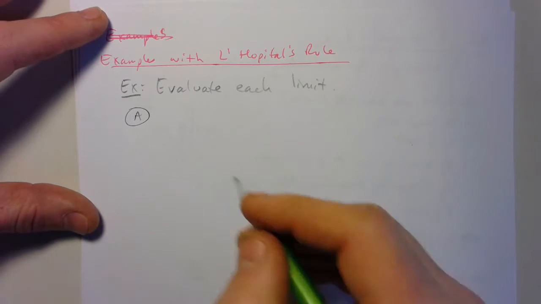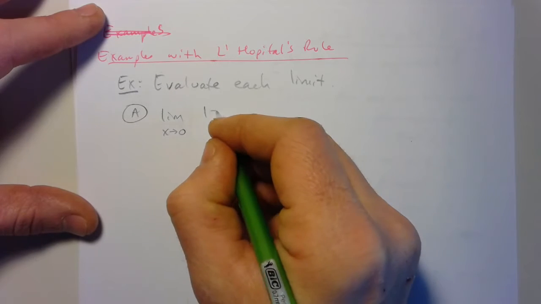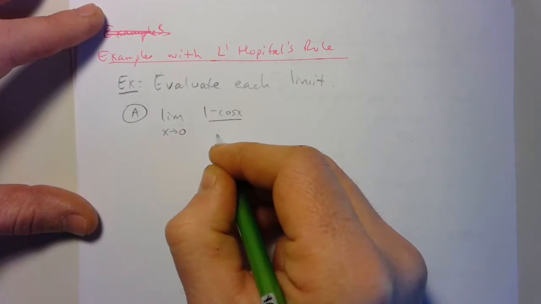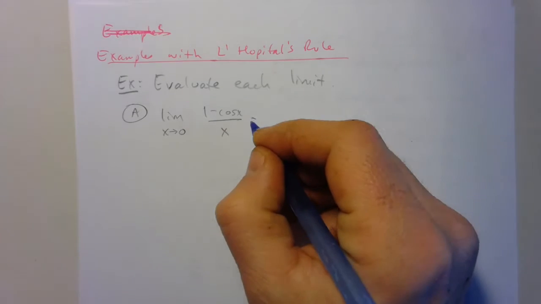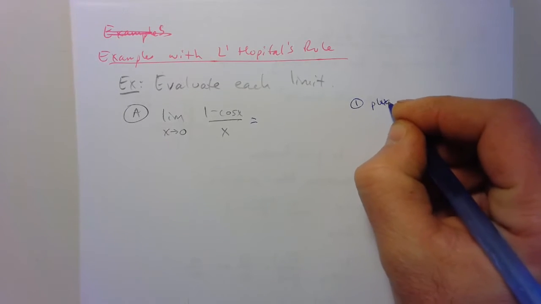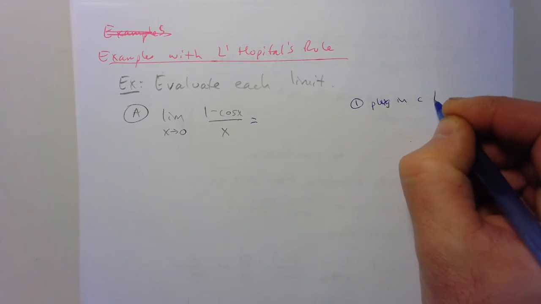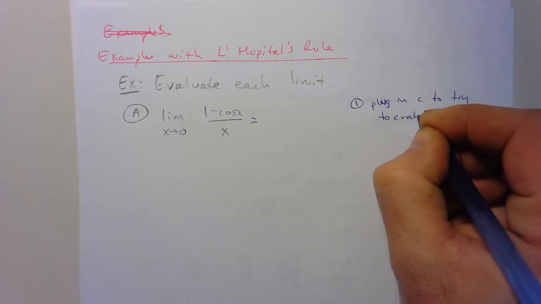So here we go, right? So we have this, okay? So the first step in doing this is knowing that L'Hopital's actually applies. So you can't just say, oh, I'm going to take the derivative each time. So first is you do a plug-in, right? Plug in c to try to evaluate the limit.